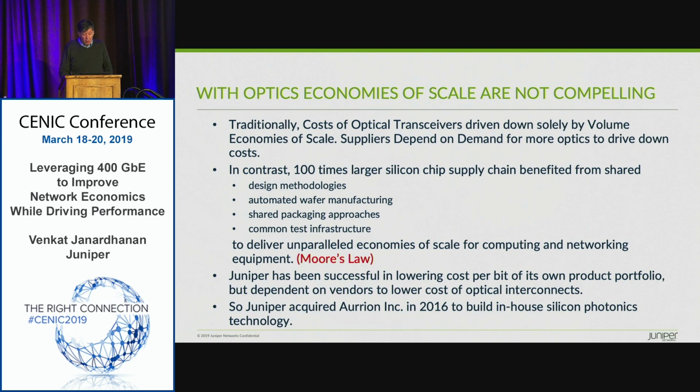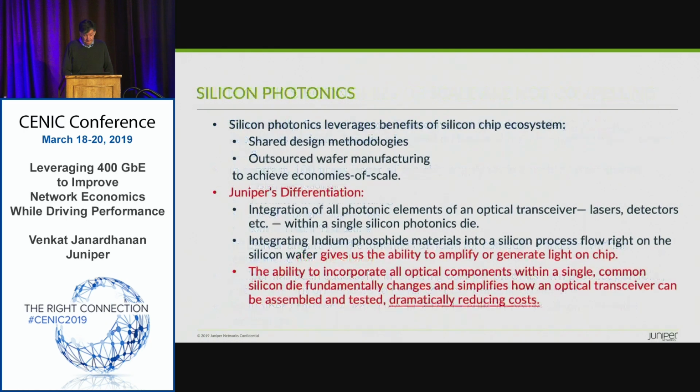So we bought a company called Orion in 2016, and that was to build in-house silicon photonics technology. So why is this important and what's our differentiator? It gives us the ability to amplify or generate light on a chip, right? So we're able to take advantage of the silicon. And because we can put some of our packet processing technology and the optics on a single die, the costs go way down for us, right?